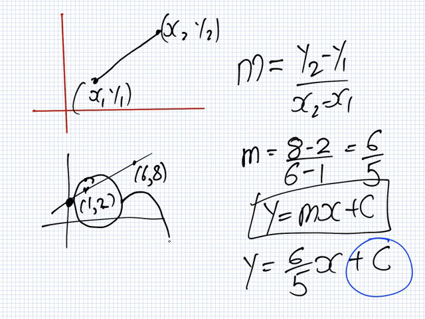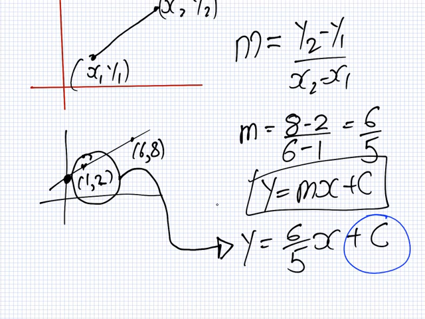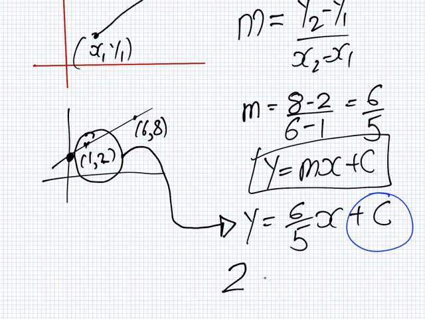I can just put this point in, because if it's on the line, it should be true. So I can say 2 equals 6 over 5 times 1 plus c. This must be true. Why must it be true? Because it's on the line, which we said earlier. It's 4 over 5.